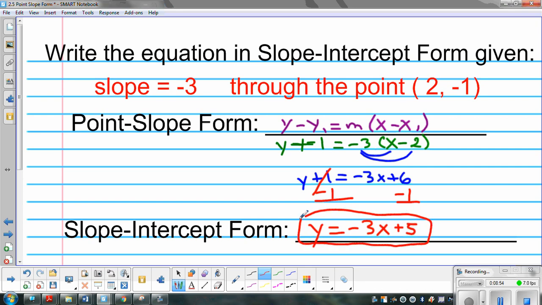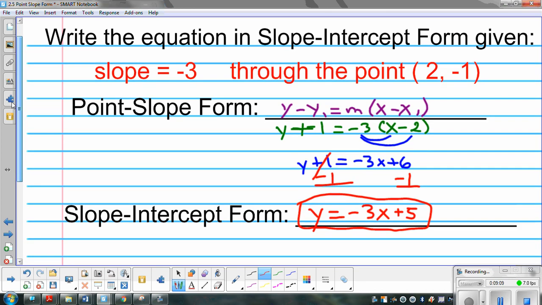The reason we want to end up in slope-intercept form, if you remember, is that this is the easiest form to graph from. You would go to positive 5 on your y-line, and then you would do your slope down 3 over 1. As soon as you have that example down, feel free to move on.